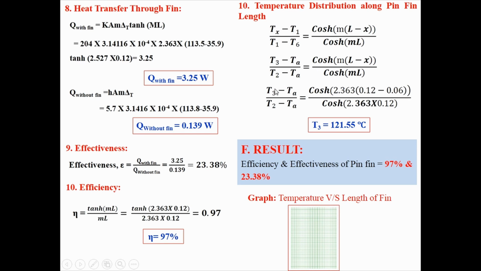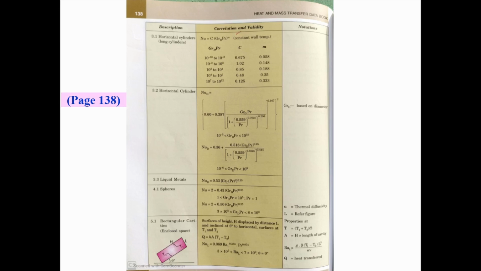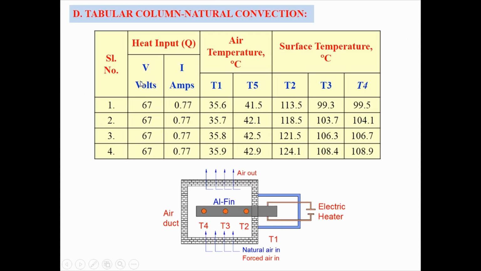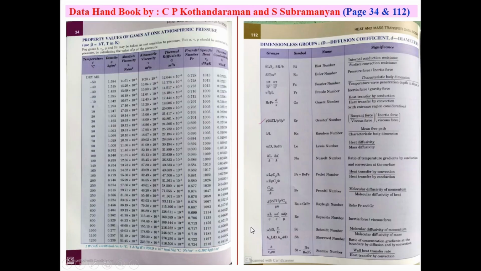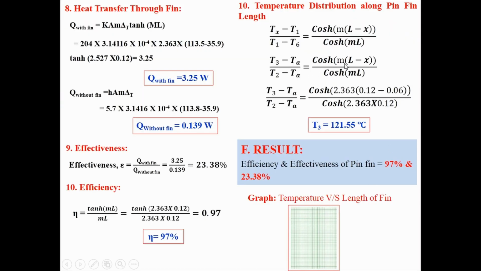Now I will try to calculate the temperature at the center of the metal fin. How to calculate? We have an equation, that is (Tx minus T1) divided by (T1 minus T6) is equal to cosh m(L minus x) divided by cosh mL. According to my sketch, I need to calculate the T3 value. T3 is exactly at the center of the fin, right? So I will write it here now. T3 minus TA, that is ambient temperature, divided by T2 minus TA.